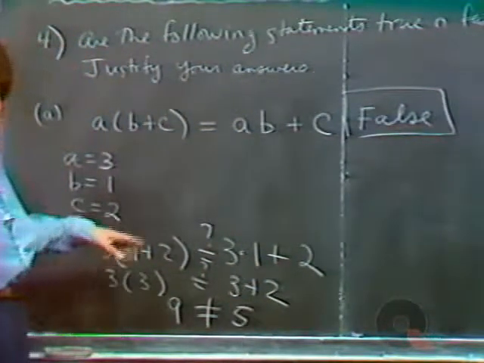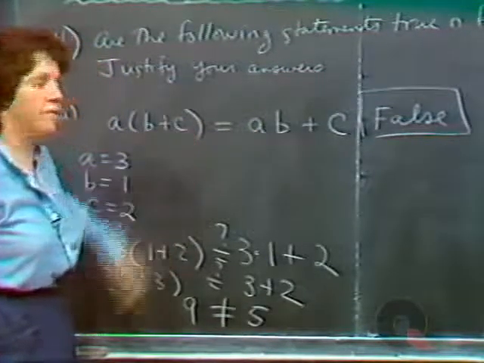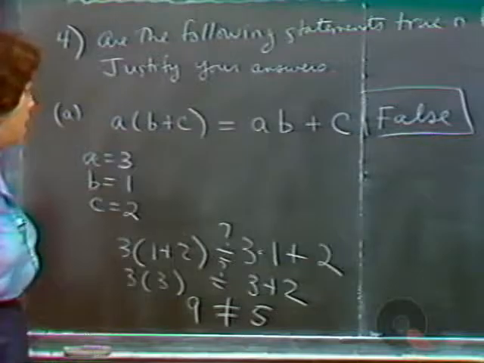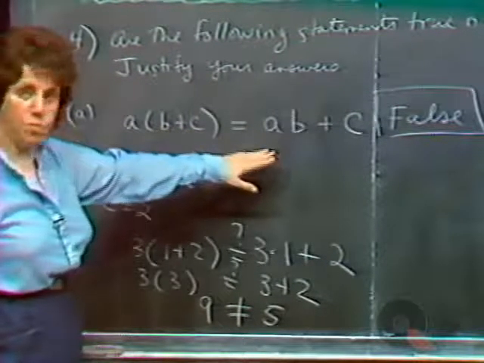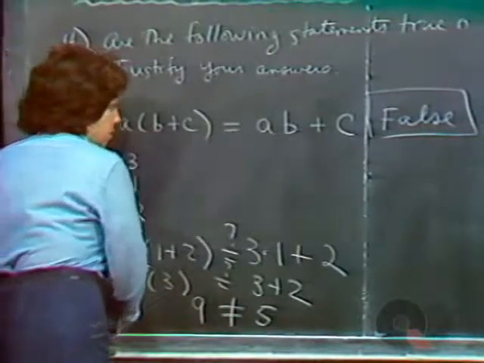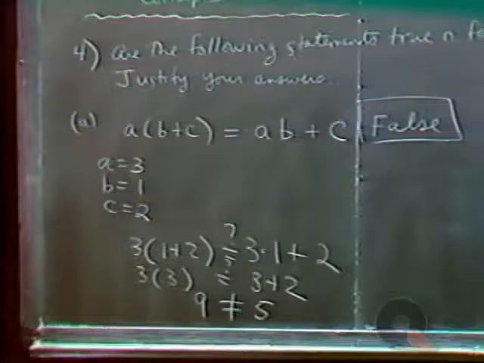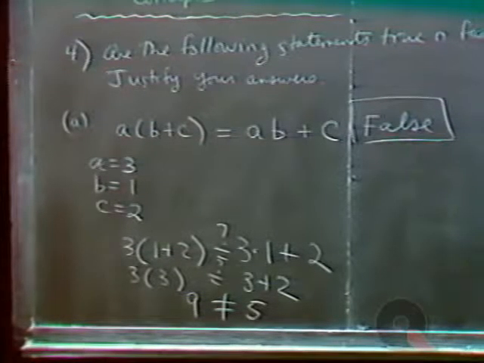Now, if this had worked out, that would not mean that this is necessarily true, but if it doesn't work, then for sure it is false. And we knew this, in fact, in the beginning because we know what the distributive law says. It's A times B plus A times C. In the second part of this problem, let's look at the following.